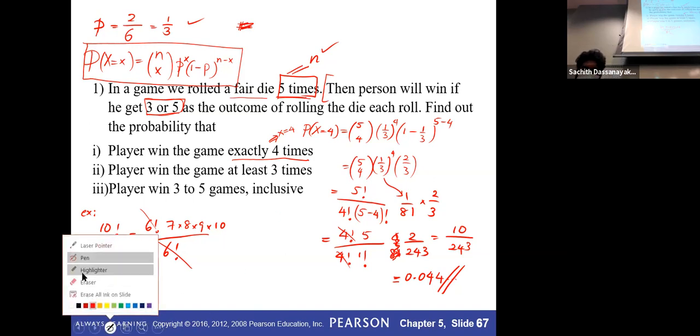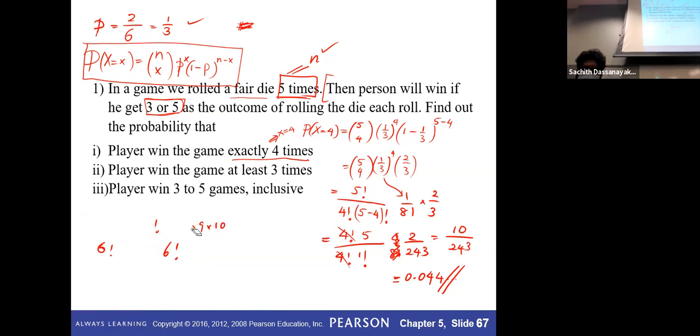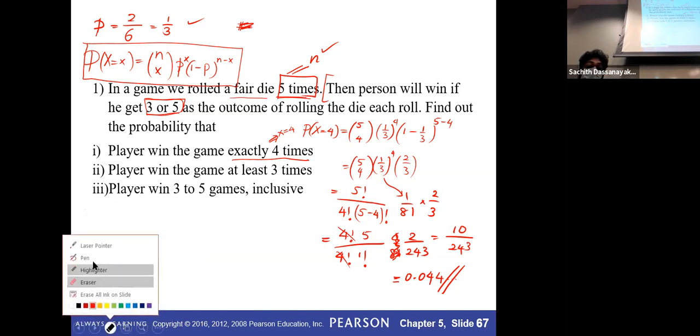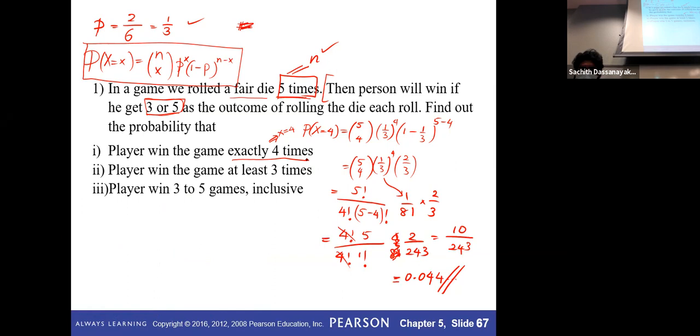Let me erase this part, and I'll use this space to show you the second one. The player wins the game at least 3 times. How many trials altogether? 5. At least 3 times. What does at least 3 mean? At least 3 wins, which means 3 wins, 4 wins, or all 5 wins.